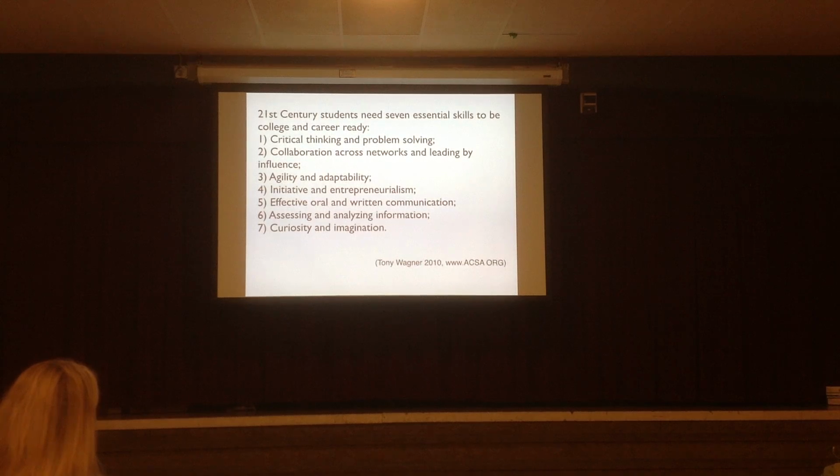Tony Wagner is out of the education school at Harvard University. And he has said that there are 7 critical skills that students today must have. They must have critical thinking and problem solving. They have to have collaboration skills so that they can work across networks and lead by influence. This is very interesting. They need agility and adaptability because information is changing so quickly.